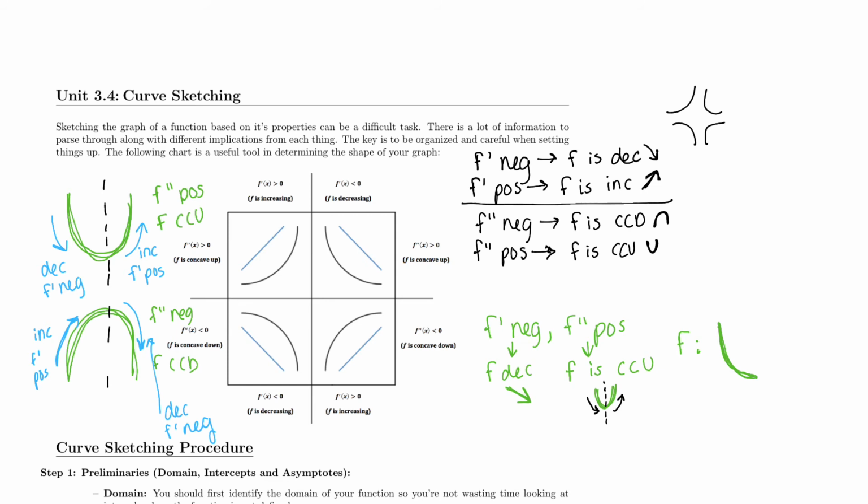To me, I think it's most important, if you know the concavity, then you can look at the picture of the concavity, and then if you know the increasing, decreasing, you split that picture in half, and you can say, okay, this is the decreasing part of concave up, and this is the increasing part of concave up.